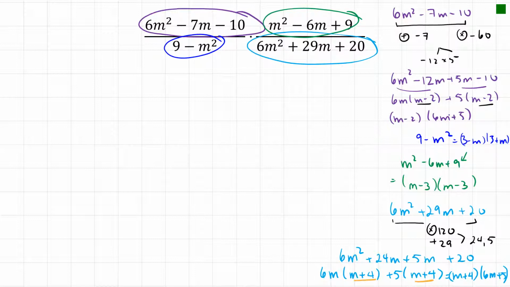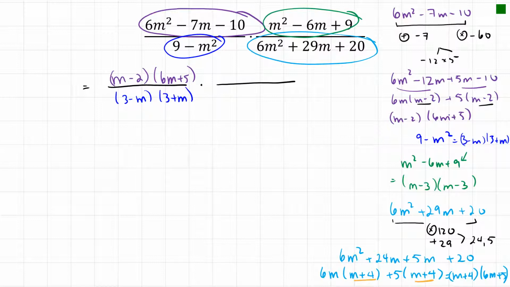That's all the work I need to now go back to my question and rewrite them as factors. So in purple I had m minus 2 times 6m plus 5. In blue there was 3 minus m and 3 plus m. In green, it was m minus 3 times m minus 3. And then in light blue, finally, I had m plus 4 times 6m plus 5.